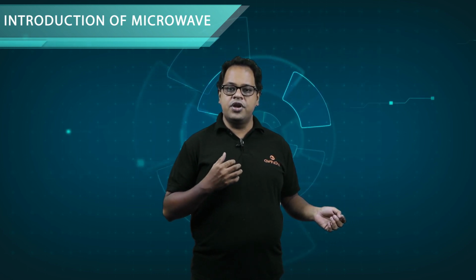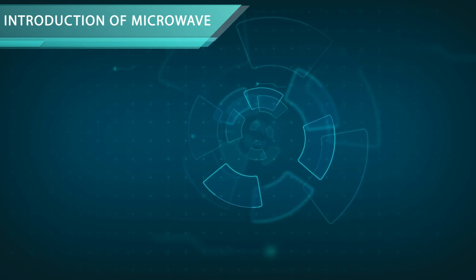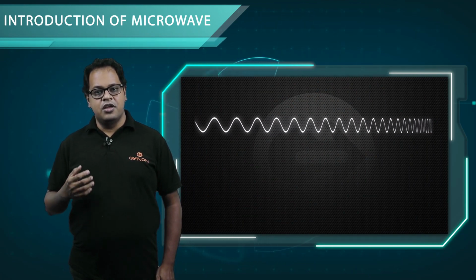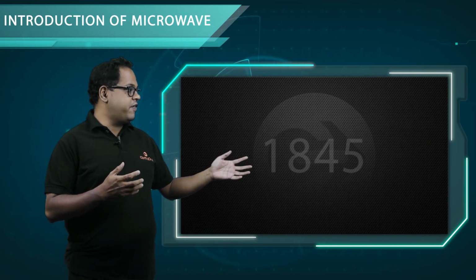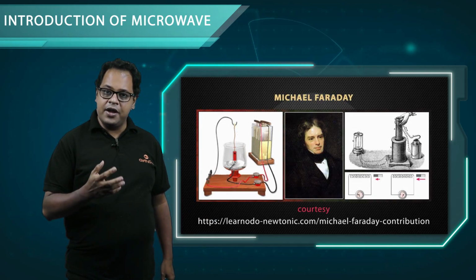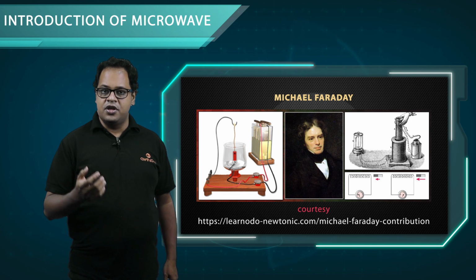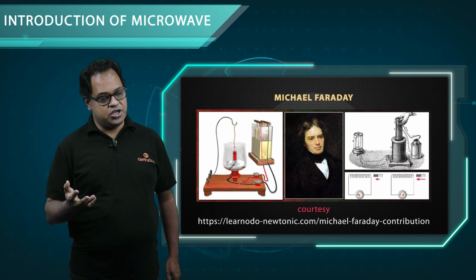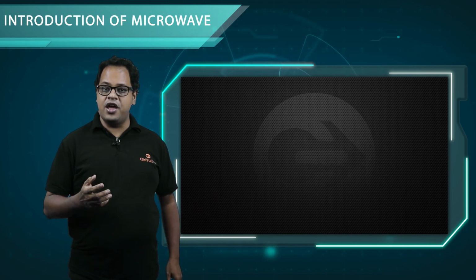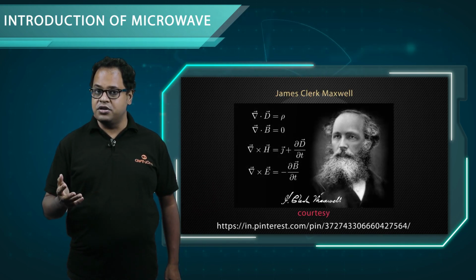Now let us discuss the history of the microwave, and then we are going to discuss the application of different frequency ranges. The microwave term started in the year 1845 when Michael Faraday observed that a magnet can affect the polarization of light. In 1865, Maxwell derived his famous equations.